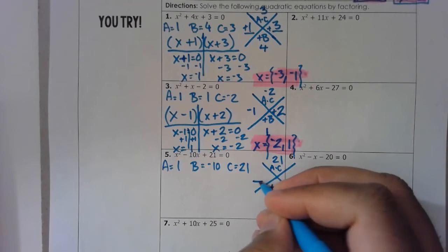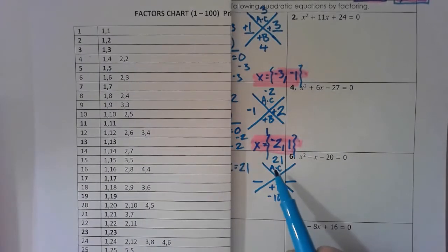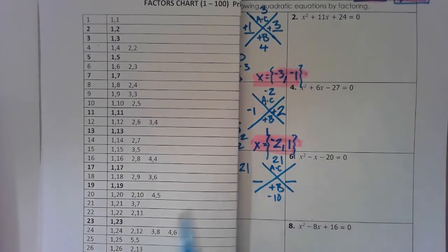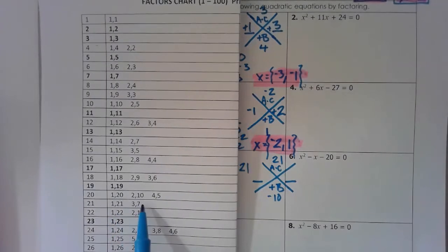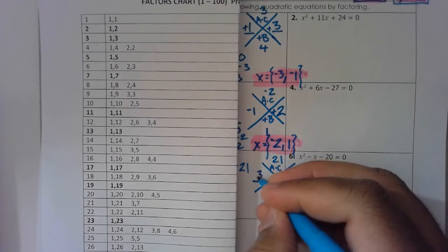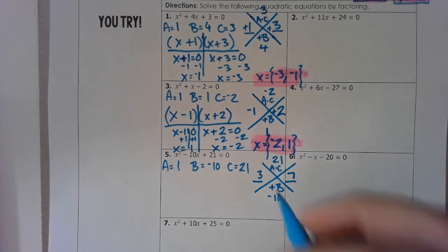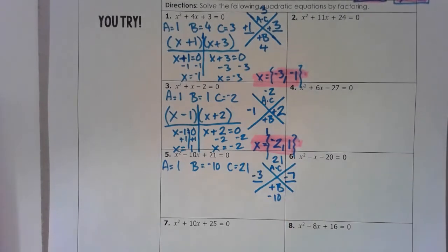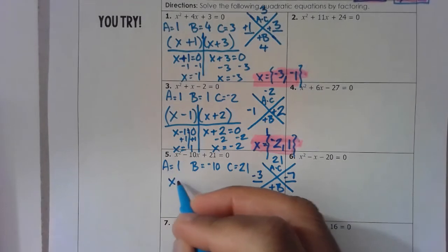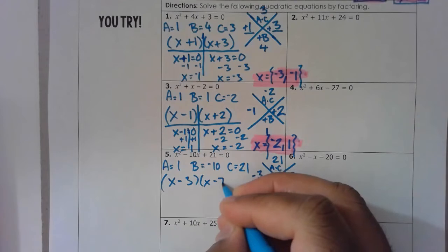And so now I have to go ahead and take a look at my numbers on my factor chart here. So this time we're going to 21. And so my choices, I have either 1 and 21 or 3 and 7. Well, if I need to get a 10, chances are that 3 and 7 are probably the ones that I want to go ahead and choose from. Now, since it has to add up to give me negative 10, looks like both of these are going to be negative. So then we're going to have x minus 3 and then x minus 7 as our factors.